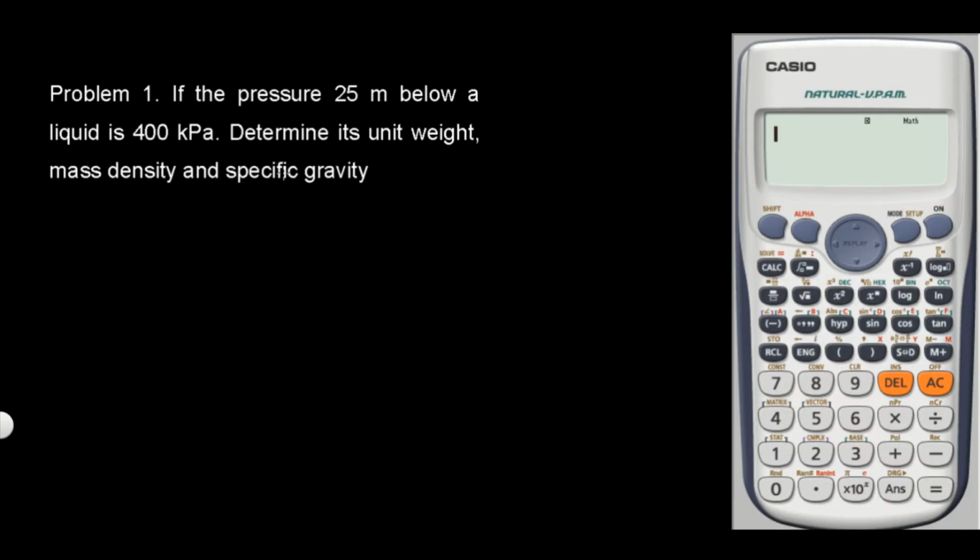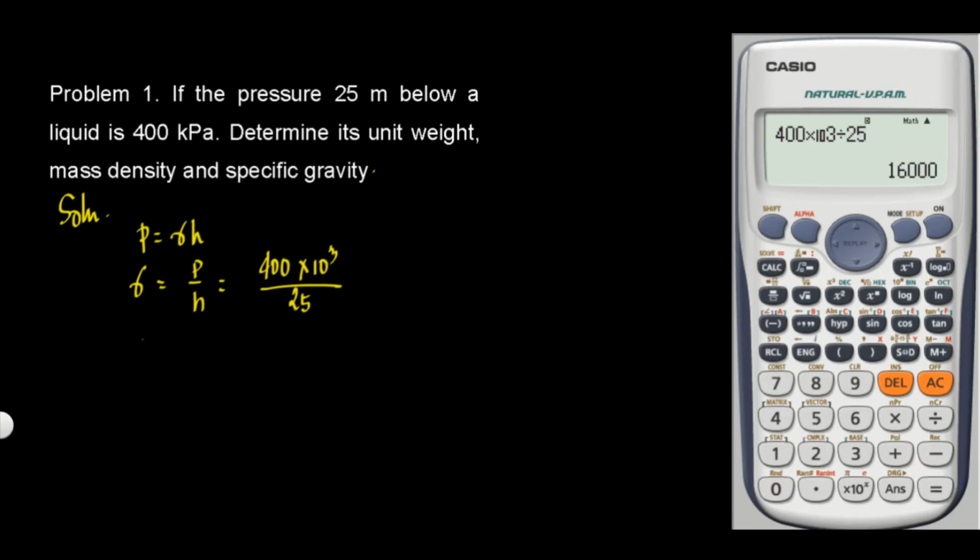Problem 1, if the pressure 25 meter below a liquid is 400 kilopascal, determine its unit weight, mass density, and specific gravity. Okay, solution. To determine the unit weight, we have pressure equals gamma H. Gamma is equal to pressure over H. Pressure is given 400 kilopascal over height, H, 25 meter. So let's compute. We have 400 divided by 25 equals 16. So 16,000 or 16 kilonewton per meter cube.